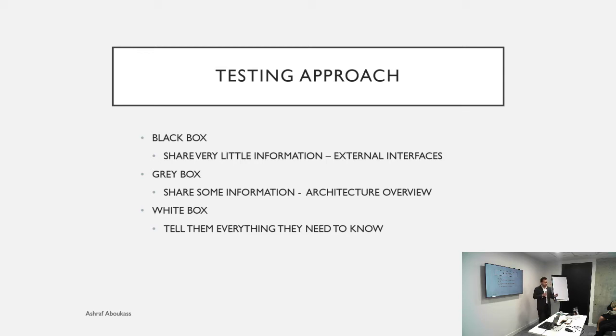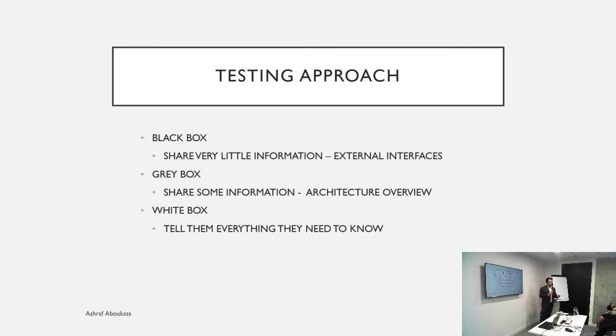Grey box, you share a little bit, okay? You have a high-level architectural overview, components, some addresses, external stuff. You might not share any internal components. You might just say external, but you have a good overview. White box, actually for me, it's clear box. You give them everything, okay?